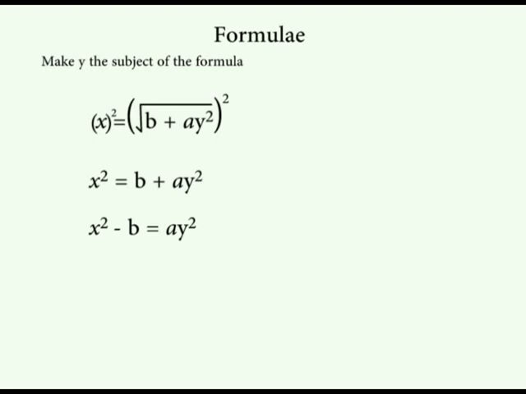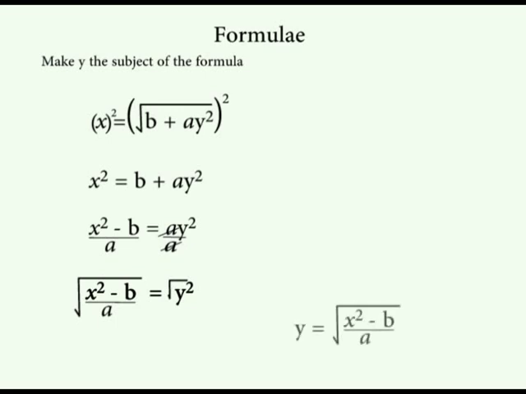Then we divide both sides by A to remain with Y², and we shall have (X² - B)/A = Y². Finally, find the square root of both sides and we shall have Y = √((X² - B)/A), the square root of the whole.